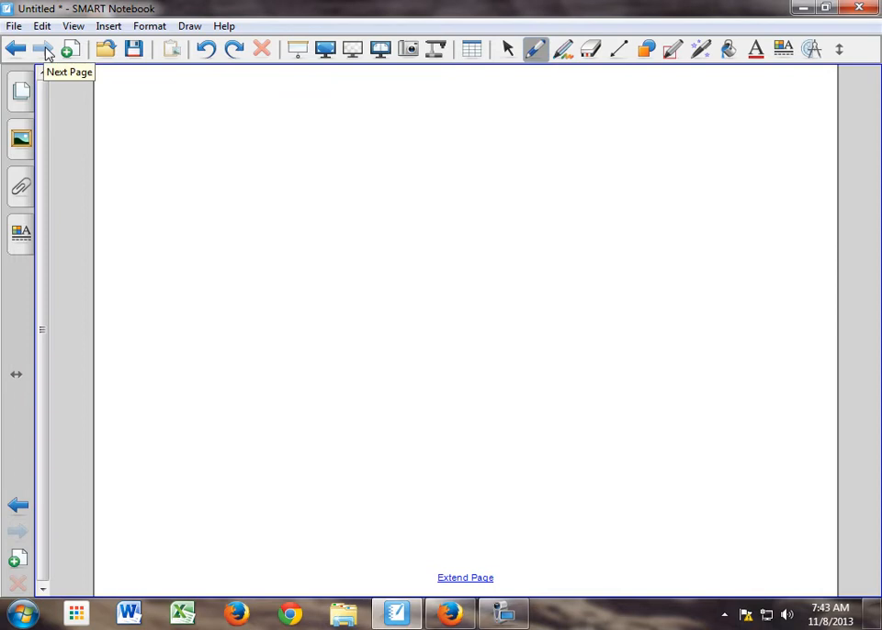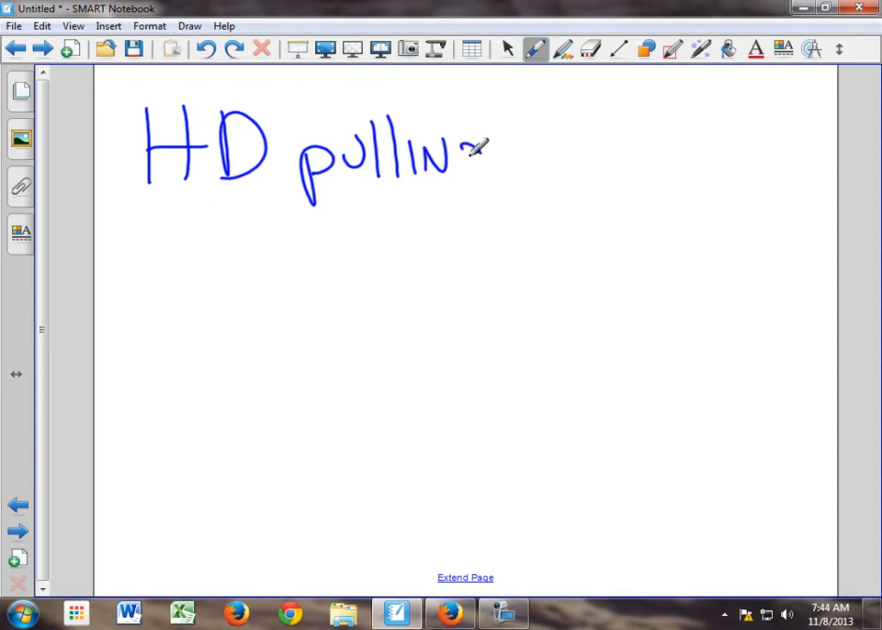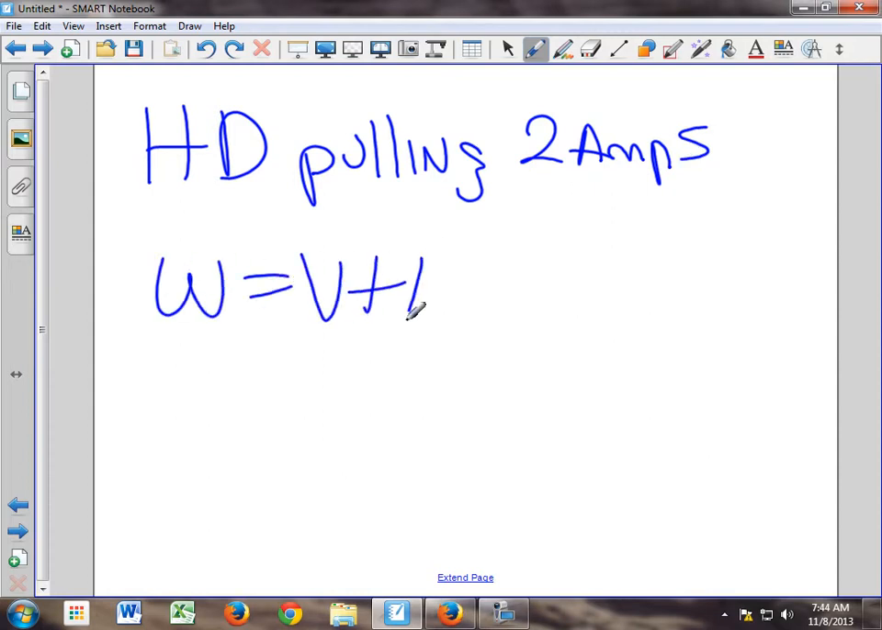So let's apply that. The application of that is when we're looking at all those plugs that are on our PC, okay? And we say we've got a hard drive pulling 2 amps. How much power is that hard drive pulling? Just 2 watts? 4 watts? What does watts equal? Volts times amps.